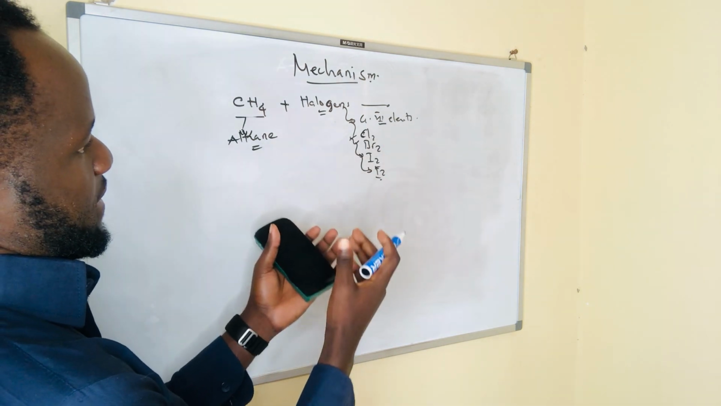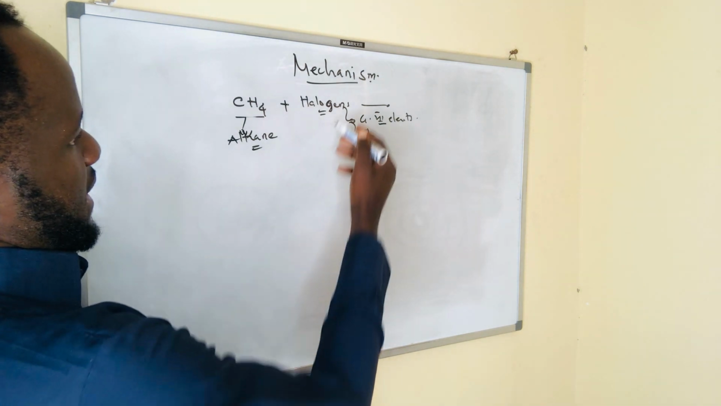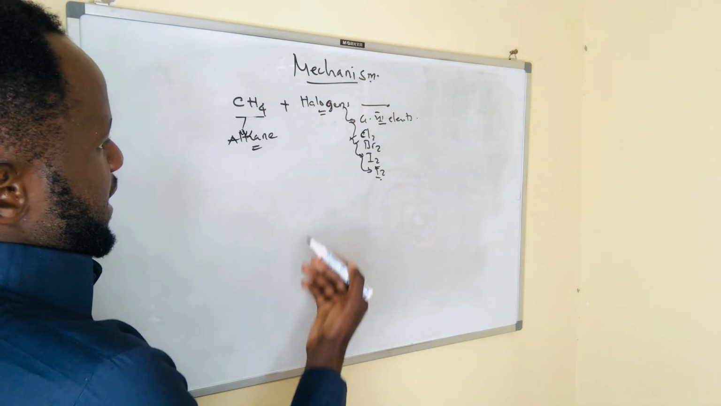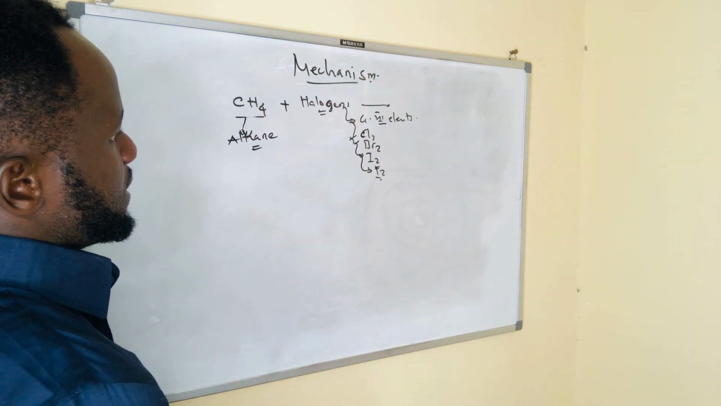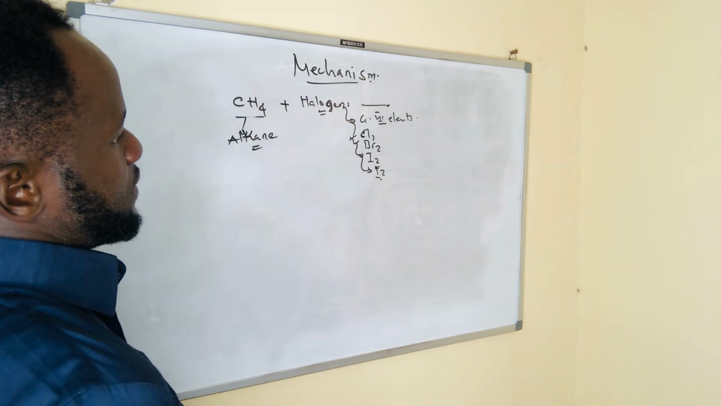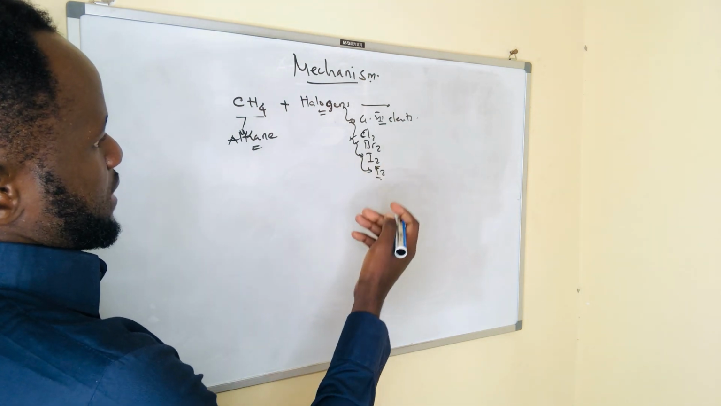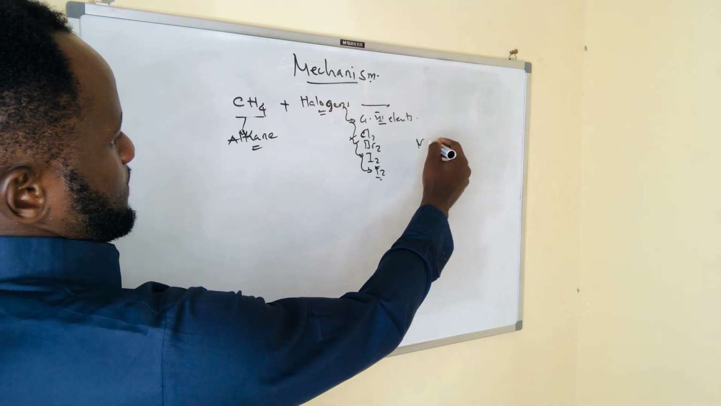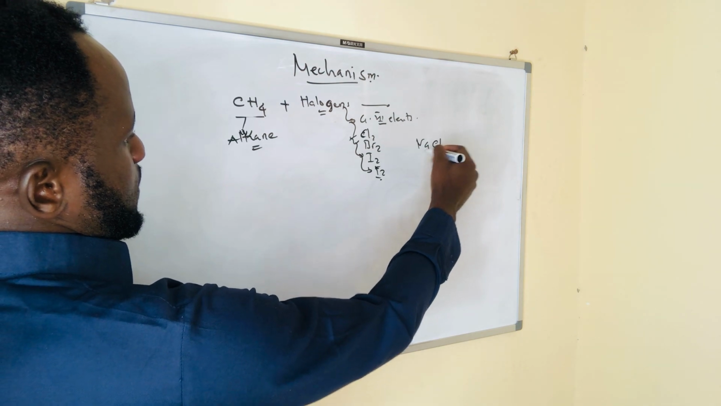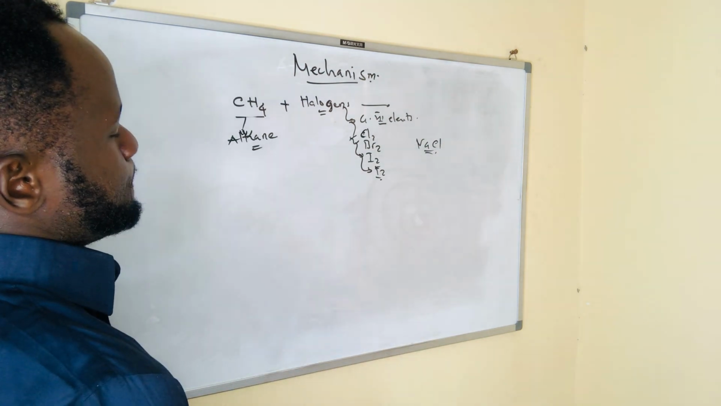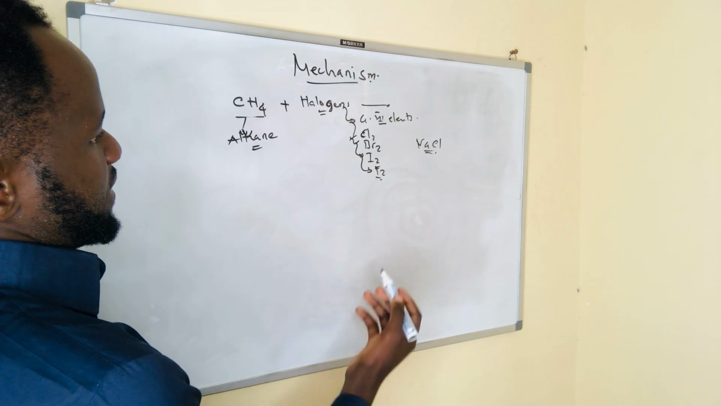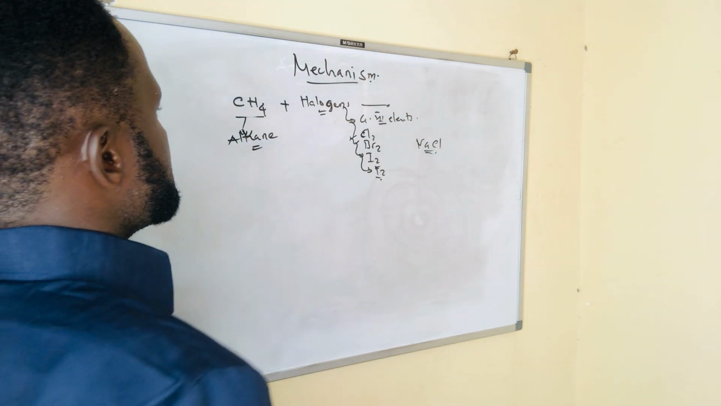Zile group 7 element ndio tunaziita halogens. And halogens means the ability of forming salt, of those elements that can form salt when they react with metal. If you take the example of sodium, which is a metal, plus chlorine, this one is a salt. So halogens means ability of forming salt.